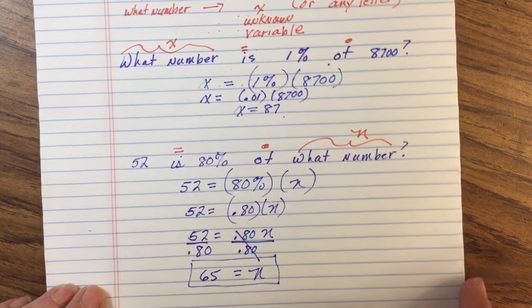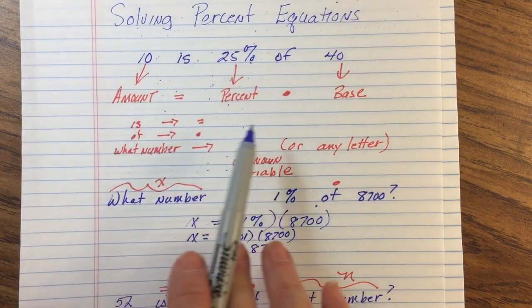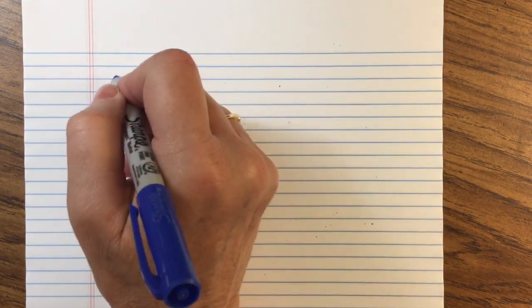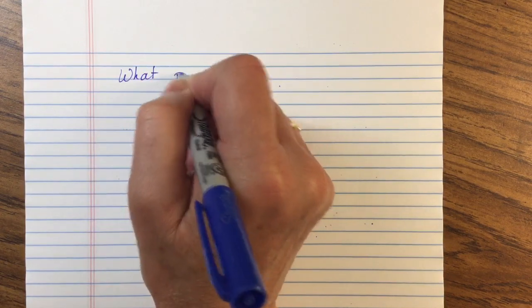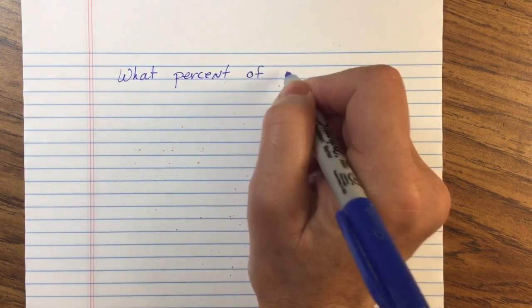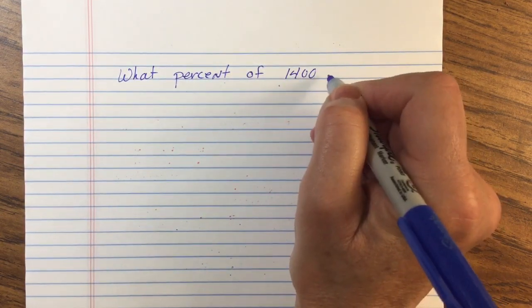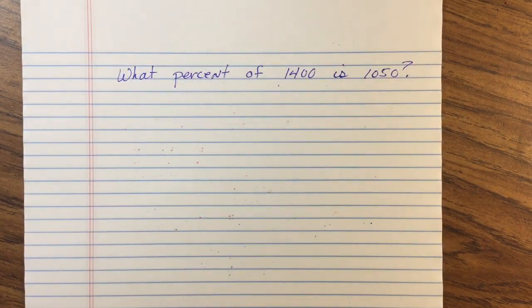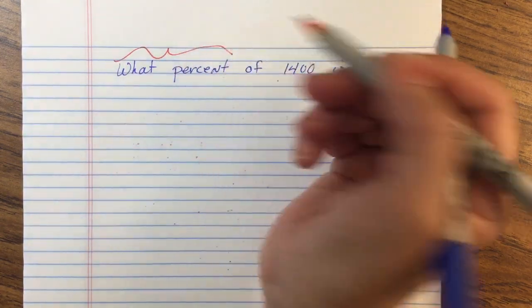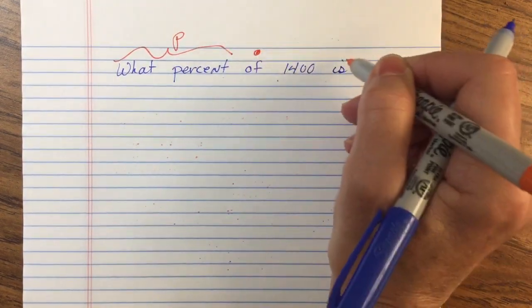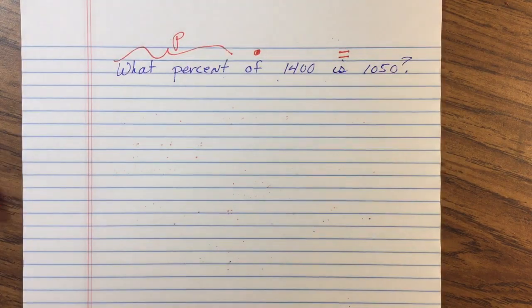Okay, my third and last example is when we are looking for the percent. So here we go. What percent of 1,400 is 1,050? What percent? Let's use the letter P. Of, multiply, is, equals. Now we translate.